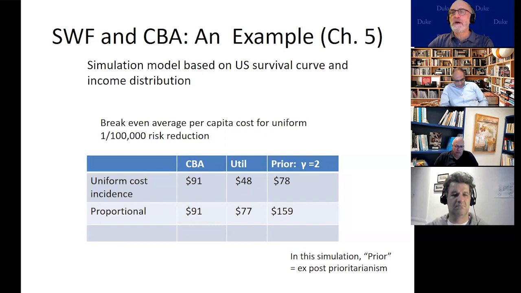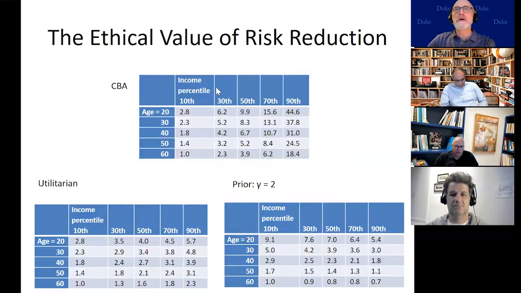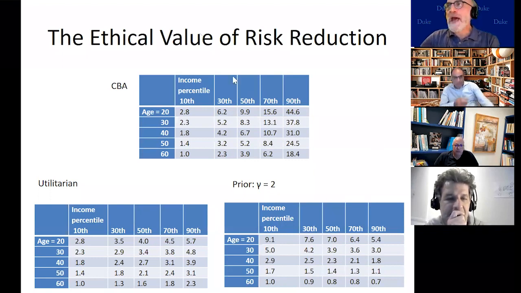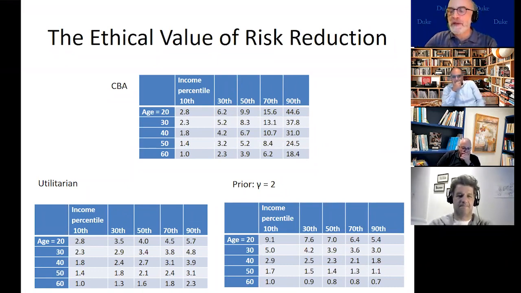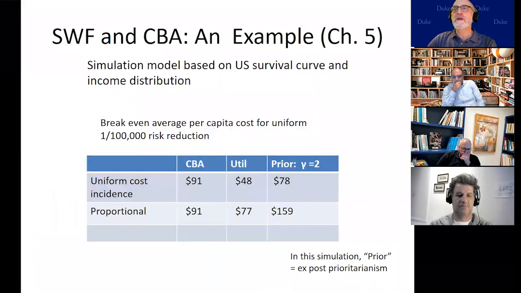And what I imagined was that the population is divided into five different age groups, age 20, 30, 40, 50, and 60, and five different income percentiles based upon the actual income percentiles of the US population. So I have this sort of model population divided into five age groups, five income groups, so 25 different cohorts, I imagine. So 25 cohorts of equal size.